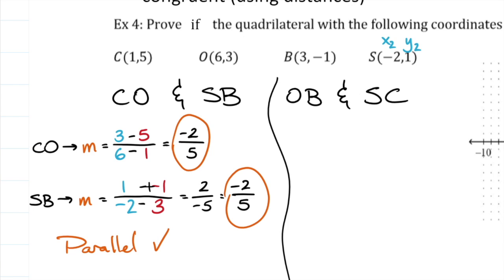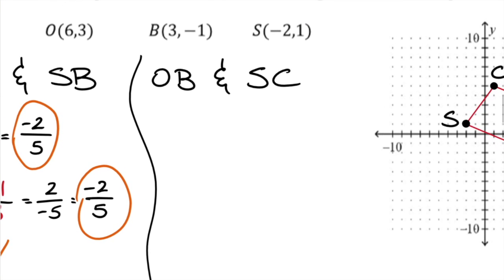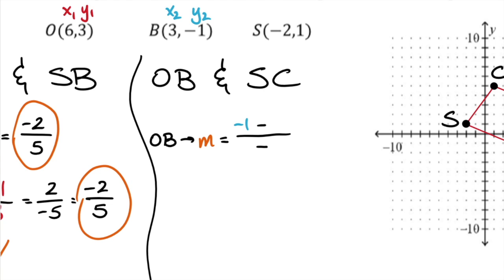All right. I'm going to go through the same thing for OB and SC. So for OB, same deal. I'm going to set up my slope formula, making that little skeleton first. And then I'm going to take these 2 points, an x1, y1, and the x2, y2. Up on the top, we've got y2 minus y1. On the bottom, we've got x2 minus x1.